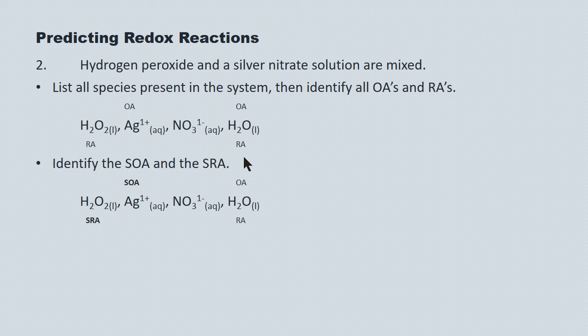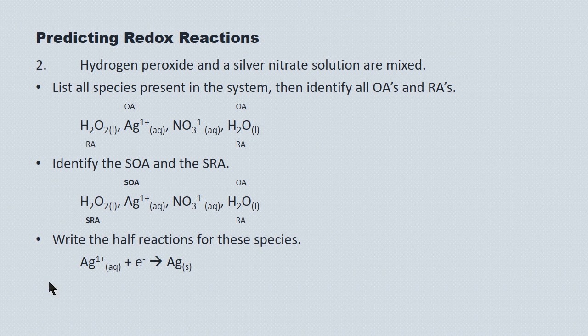We then identify the strongest oxidizing agent and the strongest reducing agent. The strongest oxidizer is the silver ion. The strongest reducer is the peroxide molecule, in fact. So we write out the half reactions for these, and we take those half reactions from the data booklet. The strongest oxidizing agent goes through reduction. So we simply transcribe this. We transcribe this half reaction from the data booklet. The strongest reducing agent goes through oxidation. In the data booklet, of course, it's written as a reduction, so we have to flip that half reaction to write it as an oxidation, just like this.